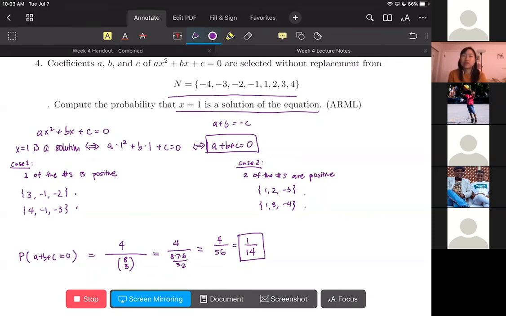And then in order to count, we can just check all of them. Because if one of the numbers is positive, then there's only 4 things we need to check. If 2 of the numbers are positive, there's also only 4 things we need to check. And then once we counted that, we could say 4 is in the numerator, and then 8 choose 3 is in the denominator.